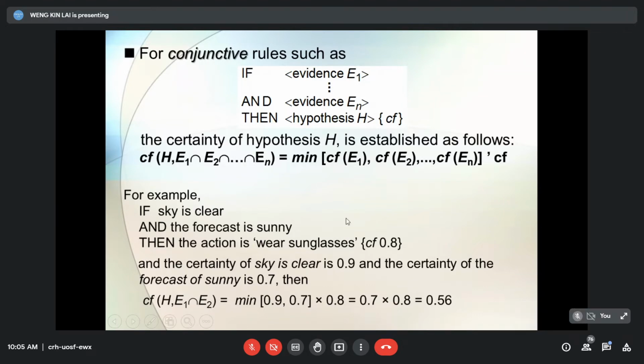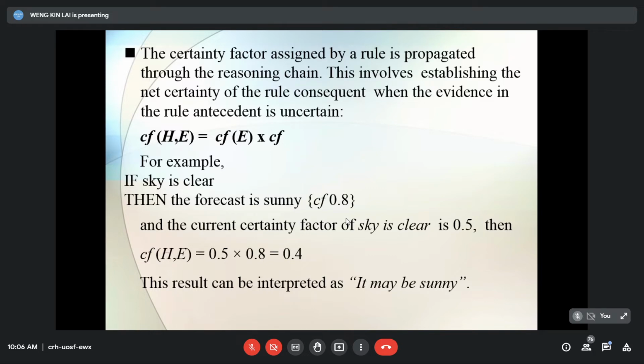Okay, so let's get started again. We talked about certainty factors. Just a quick recap. For example, if the sky is clear, then the forecast is sunny, but now with a certainty factor of 0.8. So how do you calculate this? Because it is based on the condition that the sky is clear, then the forecast is sunny.